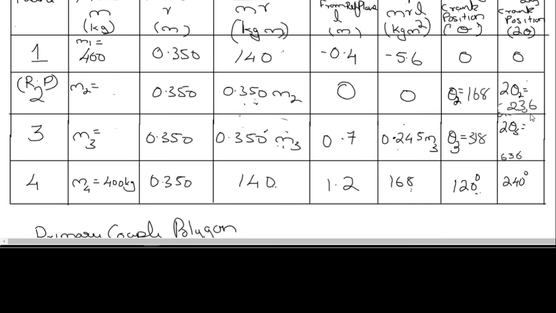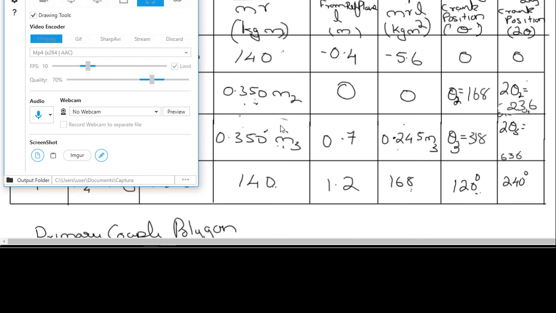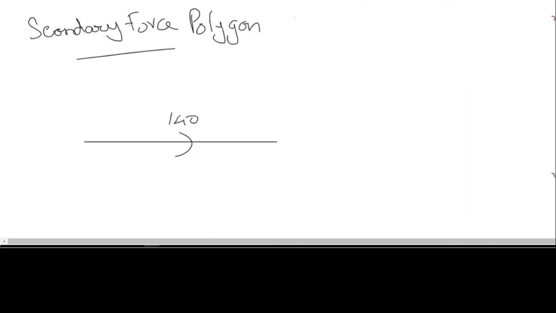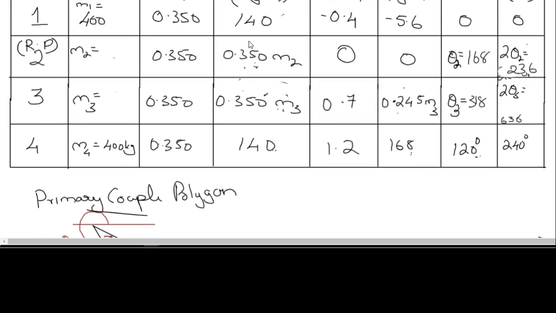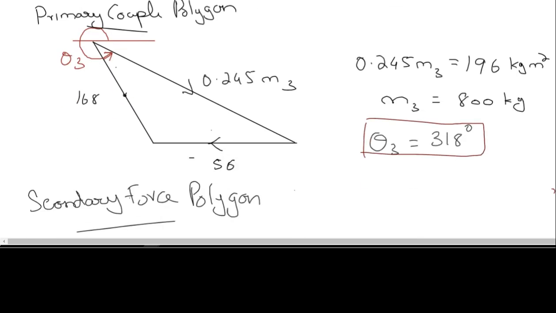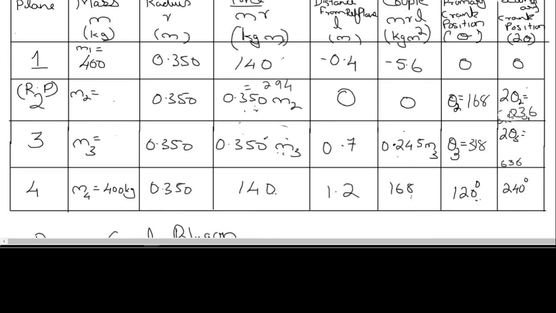Then the second one is at an angle 236. You see that this is not at 168, it is at 236. So to draw the secondary force polygon, 140 is drawn. Now we have found out M2, and if you substitute that M2 into here, you will get this as 294 kilogram meter. You found out M2 from the primary force polygon. So that 294 is taken at an angle 236.